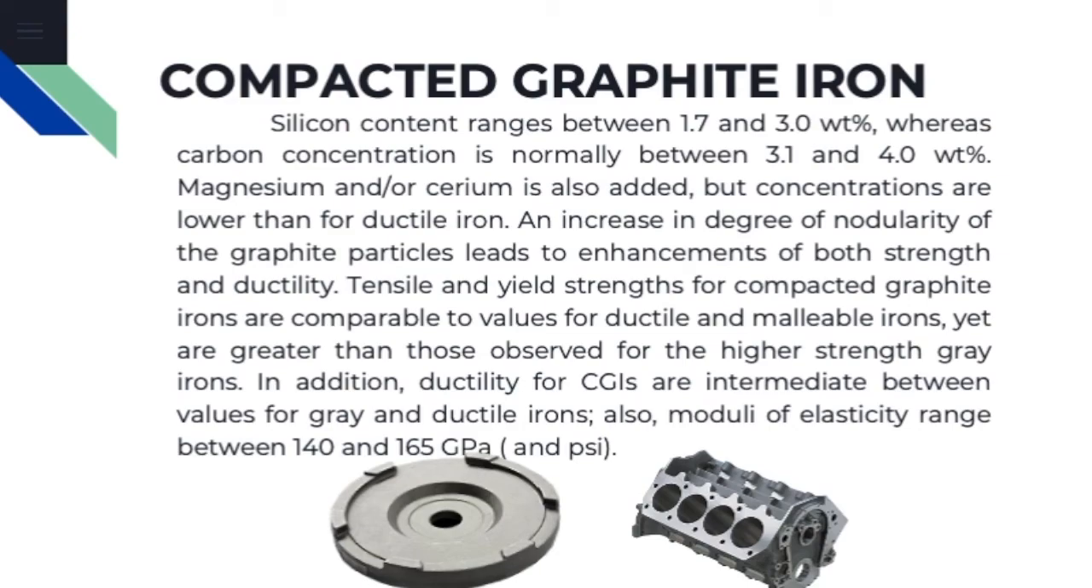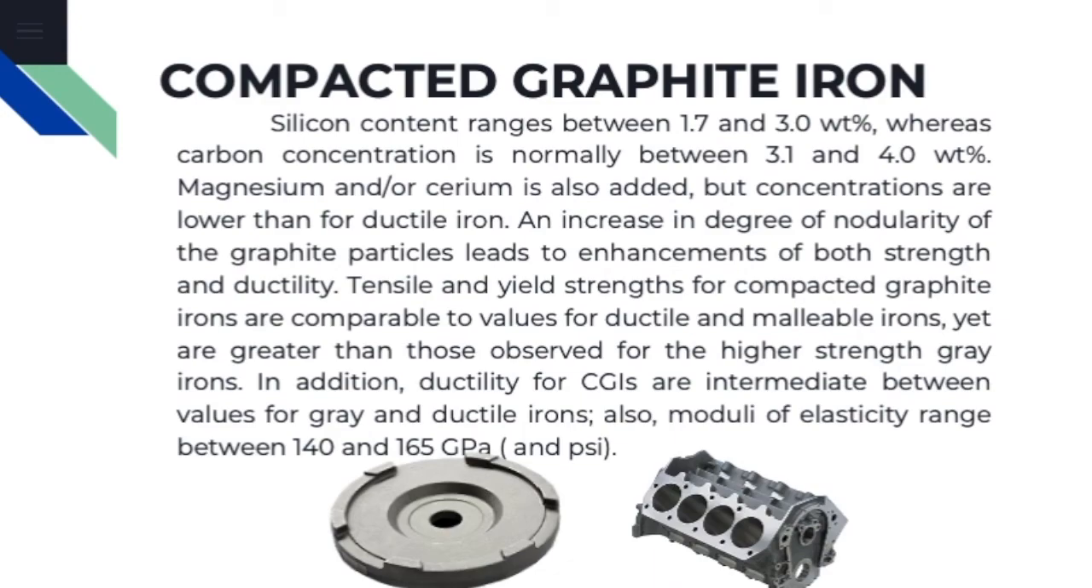Last is the compacted graphite iron, a relatively recent addition to the family of cast irons. As with gray, ductile, and malleable irons, carbon exists as graphite, the formation of which is promoted by the presence of silicon. The silicon content ranges between 1.7 and 3 weight percentage, whereas the carbon concentration is normally between 3.1 and 4 weight percentage. Magnesium and or cerium is also added, but concentrations are lower than for ductile iron.